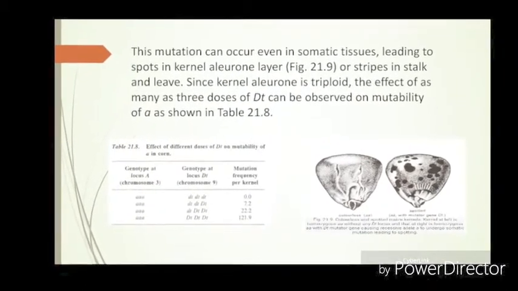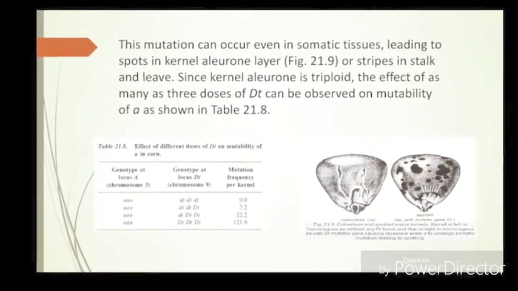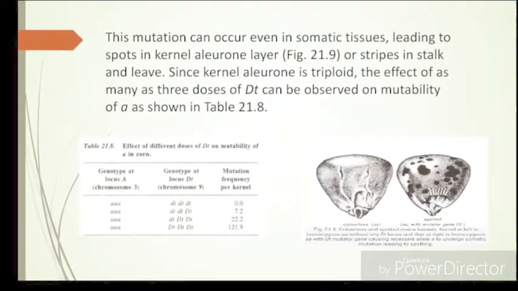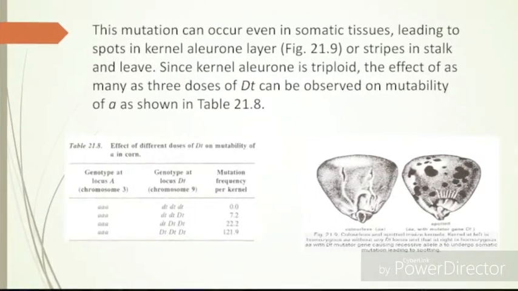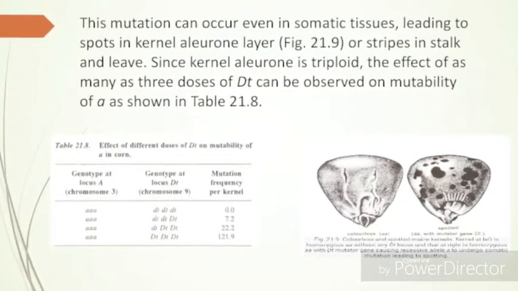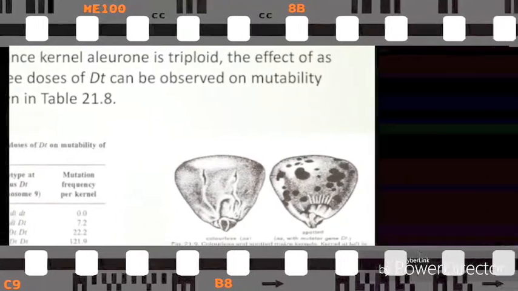Since the kernel aleurone is triploid, the effects of as many as three doses of Dt can be observed on mutability of A, as shown in table 21.8, or the figure on the left side.